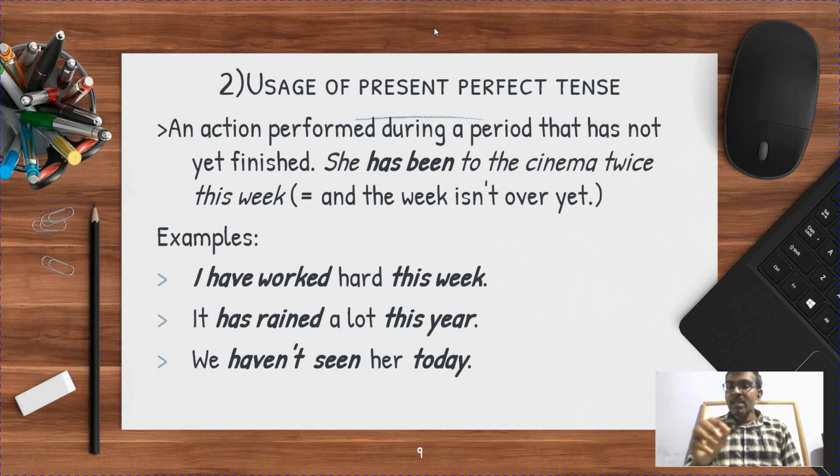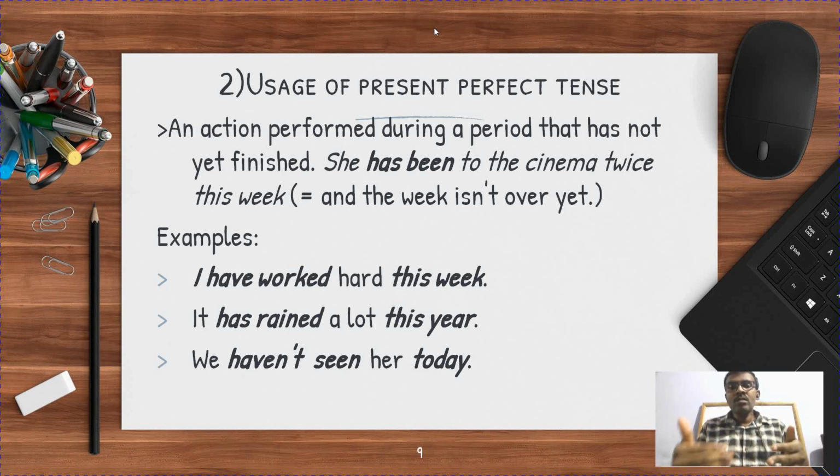Okay, she has been to the cinema twice this week. It has not completed. She will go further in the coming days, coming weekends, or coming holidays, right? So examples of such a case: I have worked hard this week. He has worked hard this week, or she has worked hard this week. Next week also she will put up her hard work. She will continue her hard work, right?